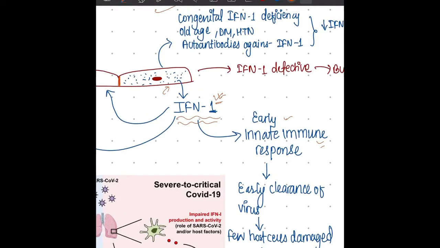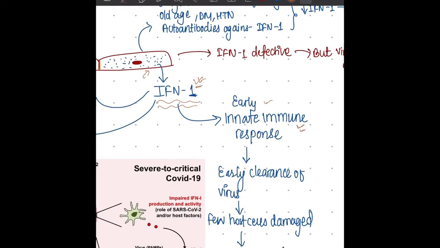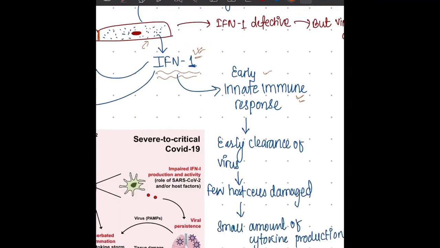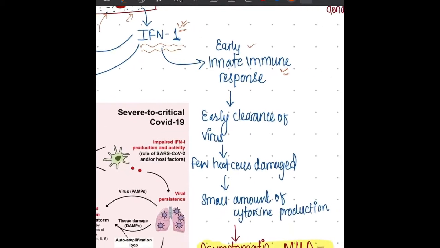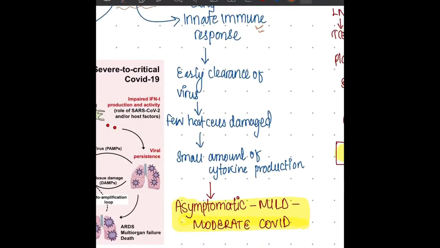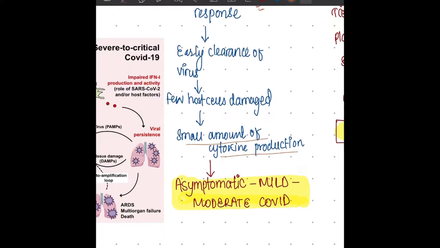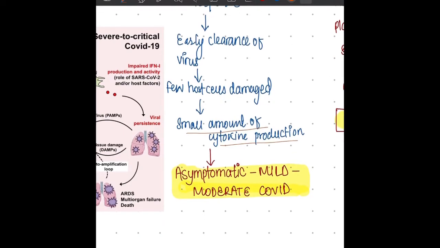So after infection of a single cell, interferon type 1 gets activated, which causes early innate immune response, and very early in the disease there is activation of neutrophils and macrophages, which clear out this virus, causing damage to a very small number of cells. Whenever there is damage to a very small number of cells, only a small amount of cytokine is produced, and because of this small amount of cytokine production, you have only asymptomatic or at most mild or moderate COVID infection.